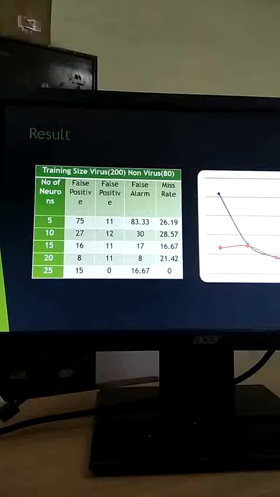So these are our statistics. We have a train size of virus of 200 files and non-virus of 80 files. The reason this is 200 is that we have different patterns of the same virus. So when we set the neural network to 5, you can see the miss rate is getting high somewhere. Initially it goes low and then it goes high again and then low. So when we have more neurons in the neural network, we have fewer false alarms, and we have false positives also.